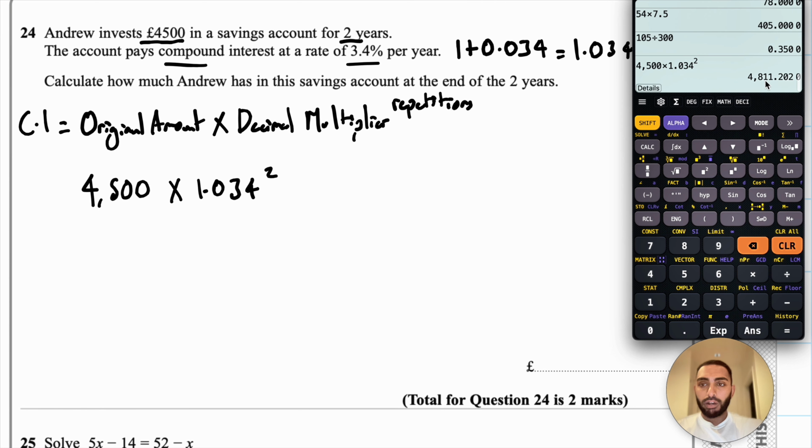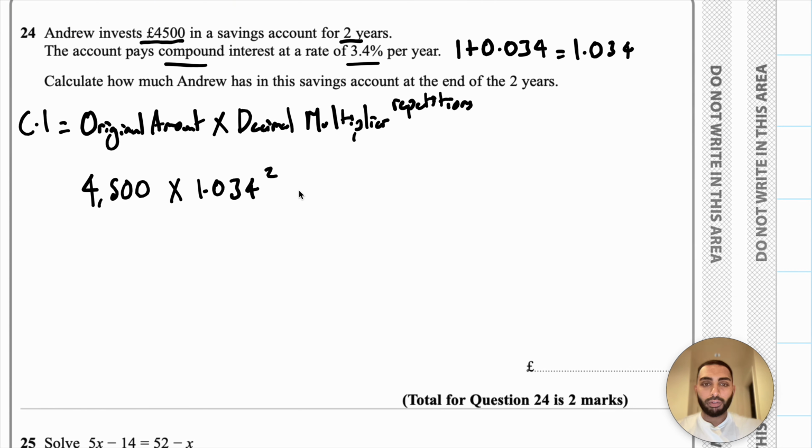That gives us 4,811.202. Now obviously this is pounds and pence, so we need to round this to 2 decimal places. This would round down to 20p, so £4,811.20.